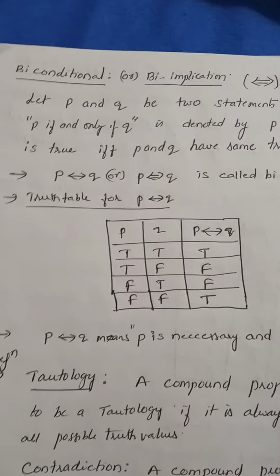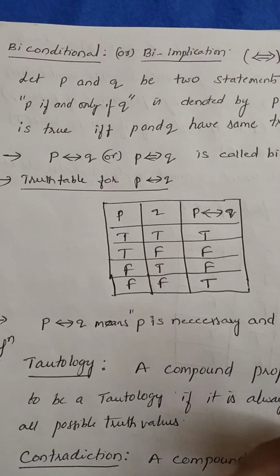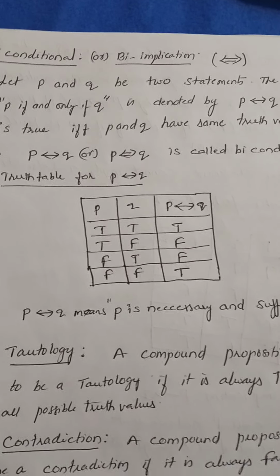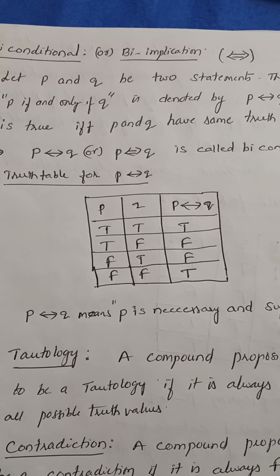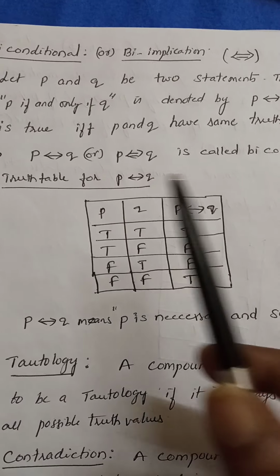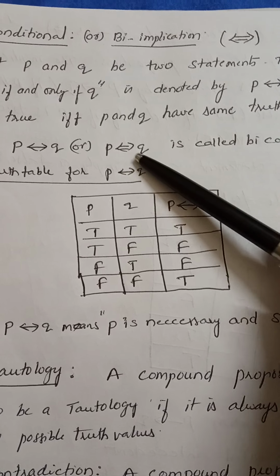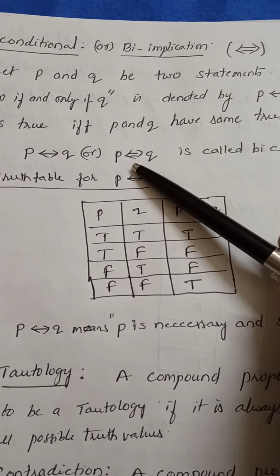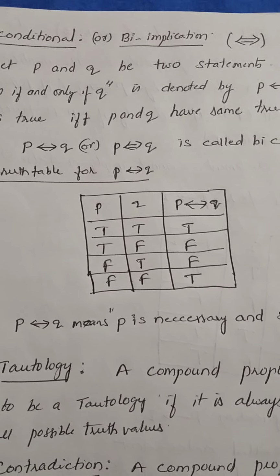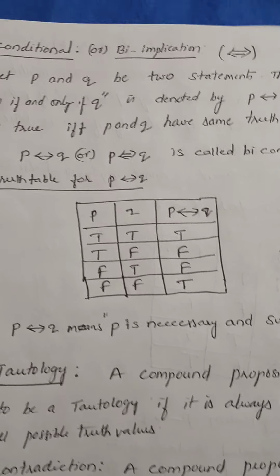Next topic is biconditional, or you can say bi-implication. This is the notation "if and only if". Let P and Q be two propositions. The biconditional of P and Q is denoted by P if and only if Q, with an arrow on both sides, and this proposition has truth value true if both propositions have the same truth values.